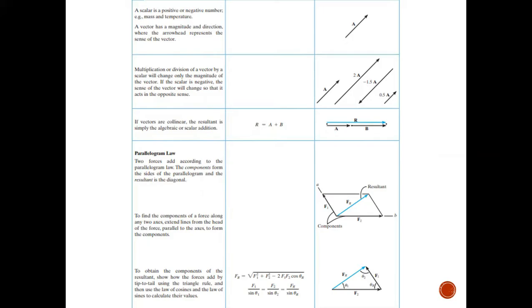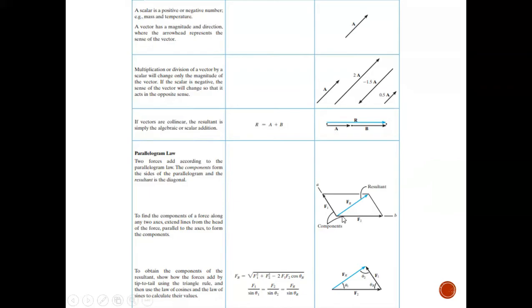If the vectors are collinear, the resultant is simply the algebraic or scalar addition. We can see on the right side, R is equal to A plus B when the vectors are collinear. So there is the parallelogram law. Two forces act according to the parallelogram law. The components form the sides of the parallelogram, and the resultant is the diagonal. To find the components of a force along any two axes, extend lines from the head of the force parallel to the axes to form the components.